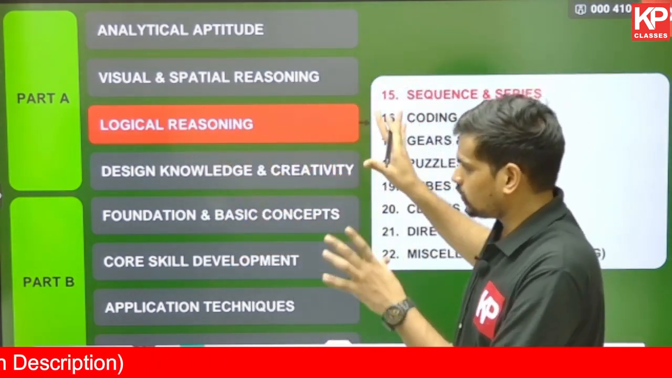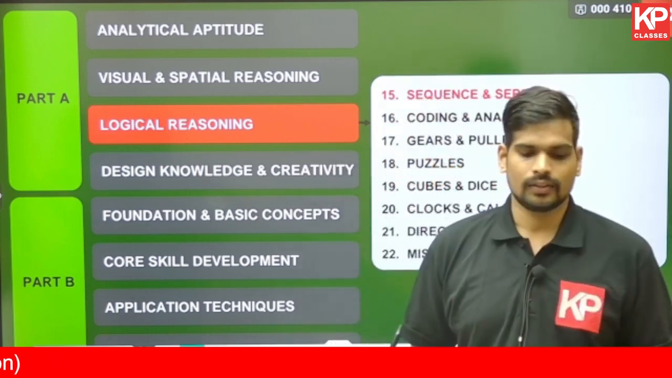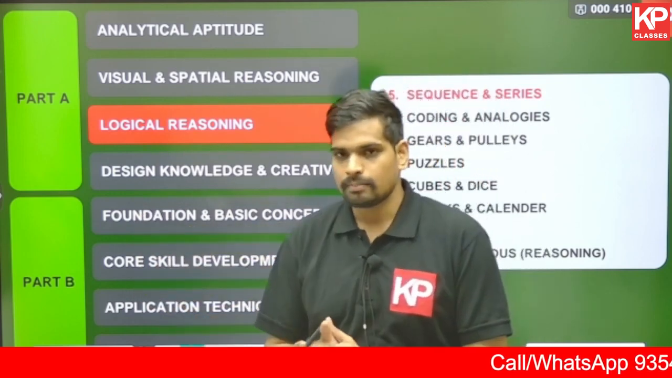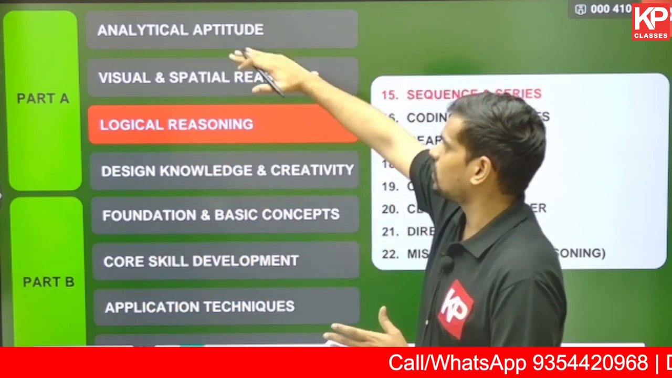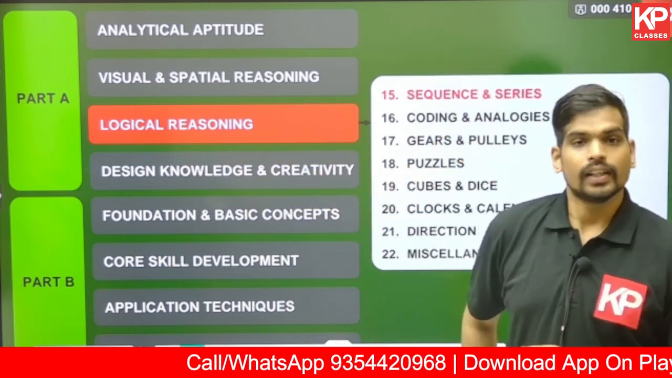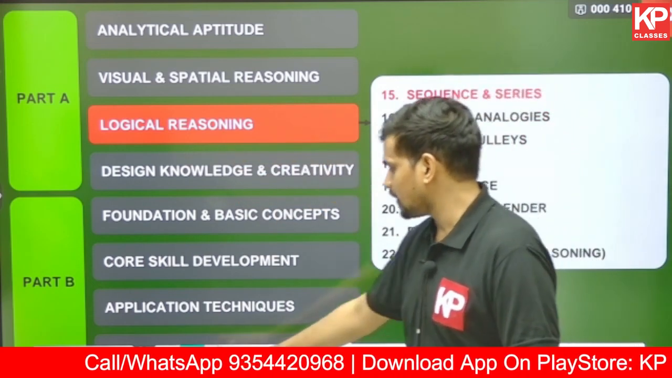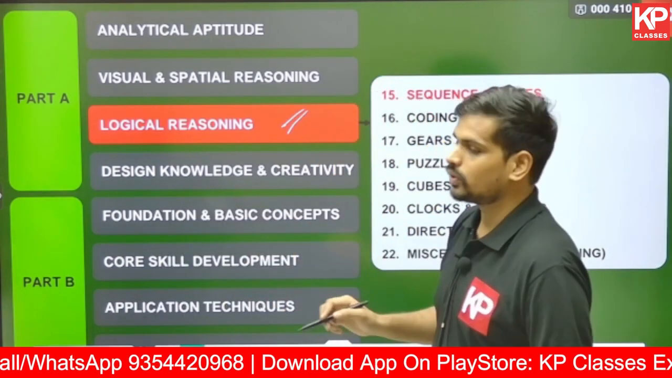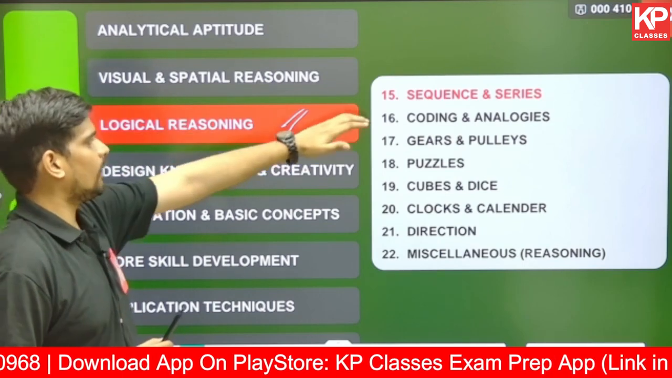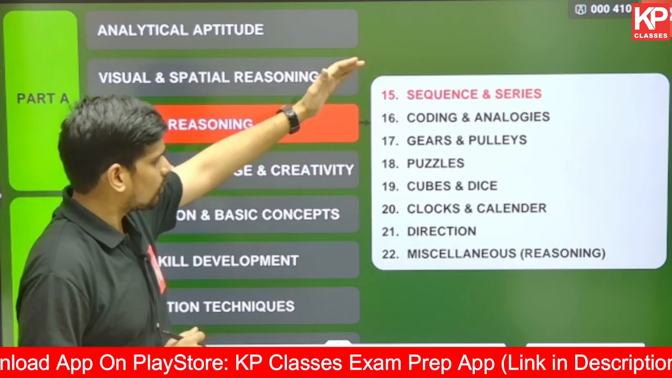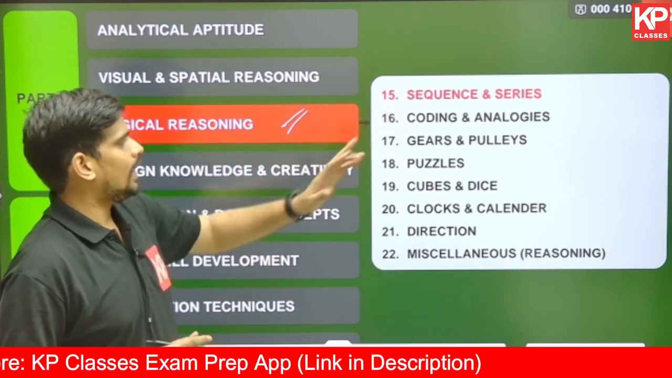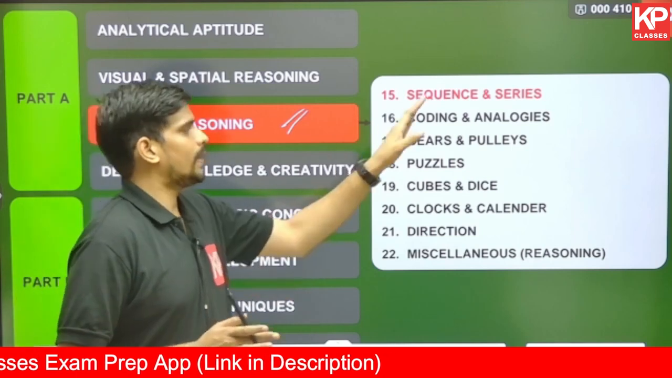To give you a recall on the overall structure of this 71-day course, we have divided it into part A and part B, wherein in part A we have 4 modules: analytical aptitude, visual and spatial reasoning, logical reasoning, and also design knowledge and creativity. Today's session we're going to start with the module of logical reasoning. That's where we are in today's lecture. This module of logical reasoning will be scheduled from day 15 till day 22. Today on day 15 we are going to look into the topic of sequence and series.